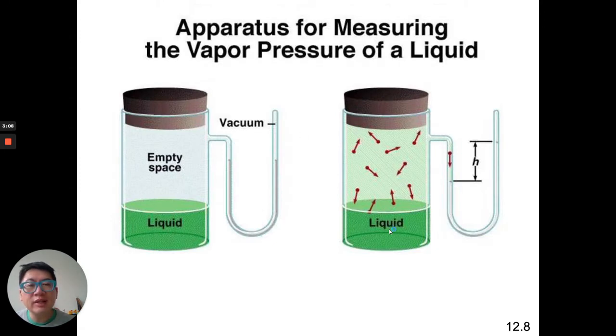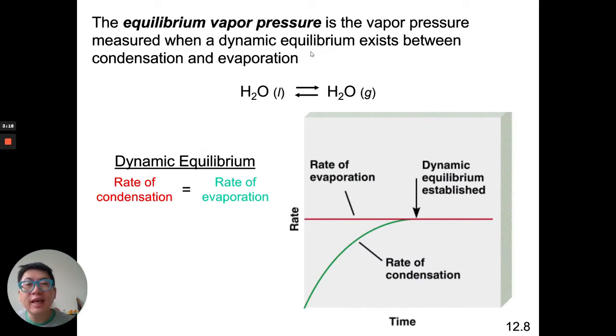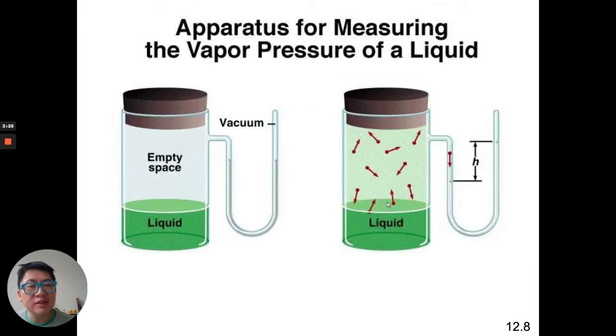So it's evaporating, it's condensing. Well, that means there's a gas in here. How much gas? I don't know, but the pressure of that gas at equilibrium is called the equilibrium vapor pressure. As you can kind of guess, as you increase the temperature, the equilibrium vapor pressure will increase. As you decrease the temperature, the equilibrium vapor pressure will decrease.